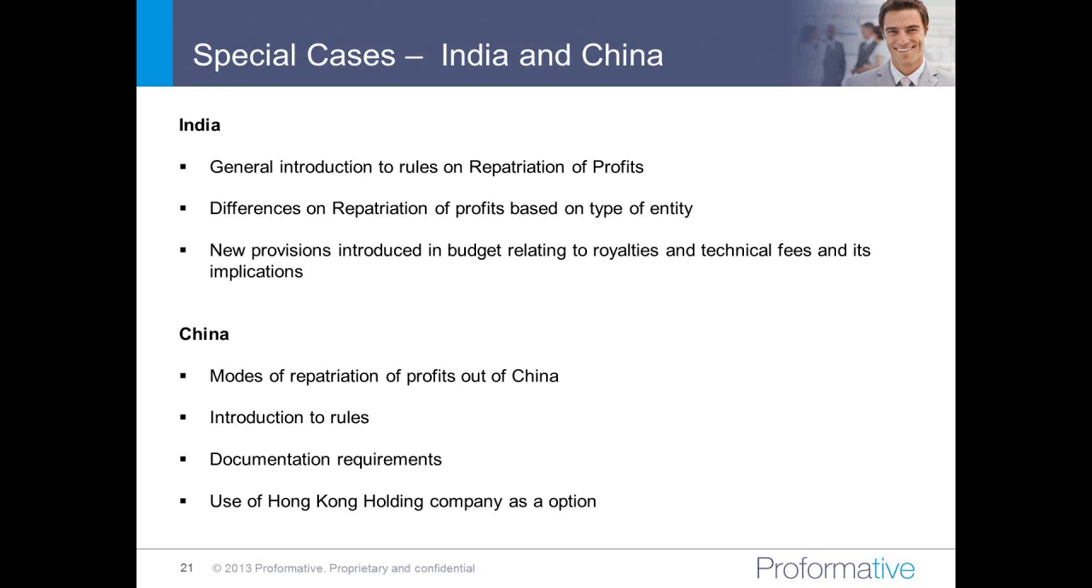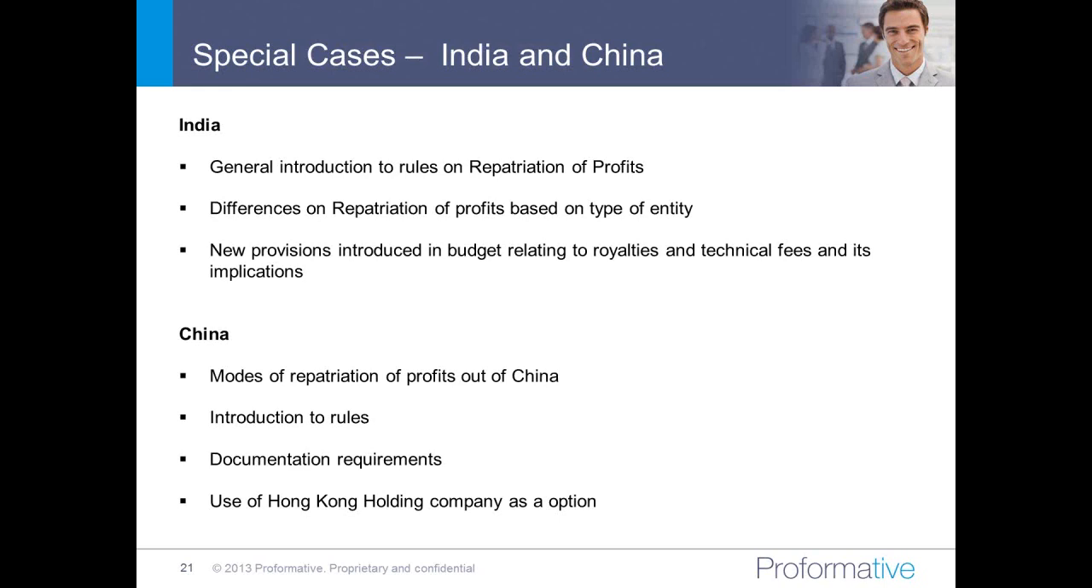Now coming to China, the standard modes of repatriation are the same: dividend, interest, royalty, service fee. China also has a complex web of rules and regulations which need to be taken care of before you start remitting funds out of China. Foreign companies which have entities there have to apply for a foreign exchange registration number, then obtain a foreign exchange registration certificate, open a foreign currency bank account, get the money converted from renminbi to convertible foreign currency, and then start the process of repatriation.